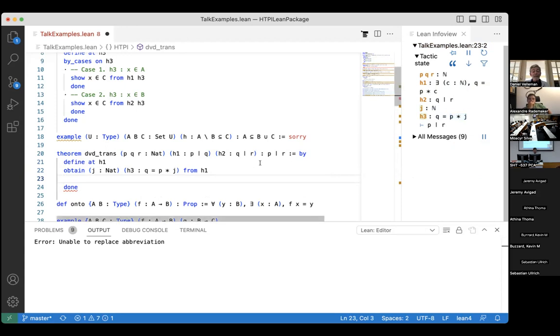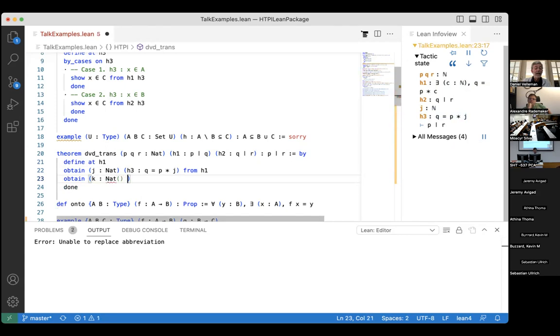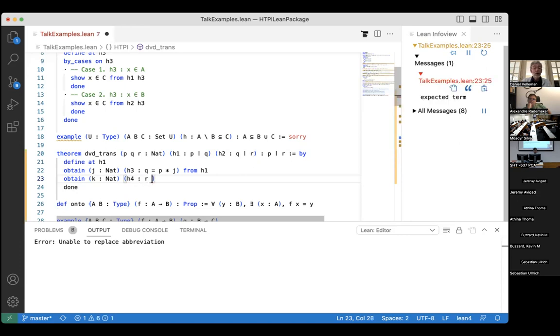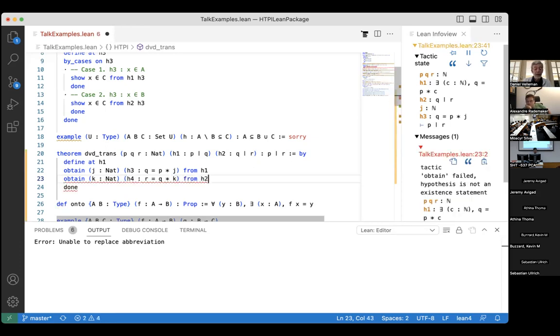And of course, I'll do the same thing with H2. It's actually not necessary to use the define tactic. I did it so you could all see what it means. But if you know what it means, there's no need to write it out. Lean knows what divides means. And so I can obtain another natural number. I'll call it K. And another given, I'll call it H4. R equals Q times K. And I get that from H2.